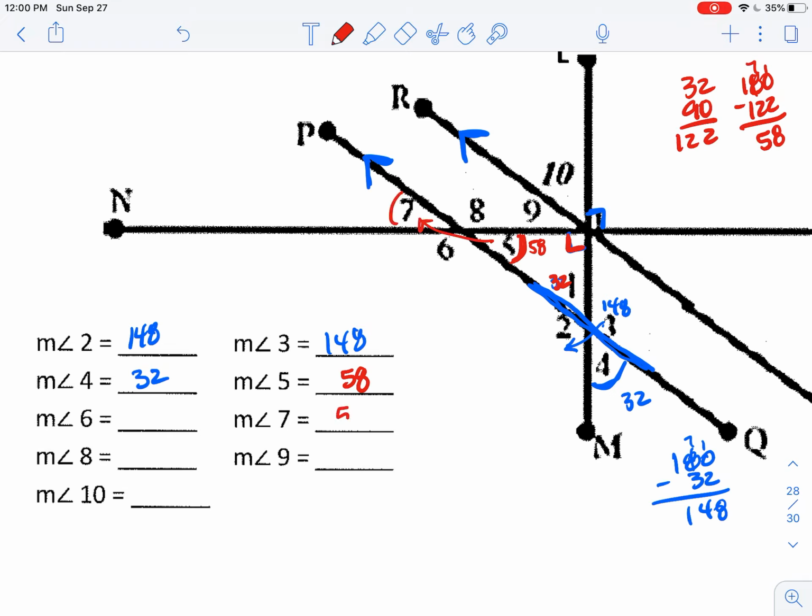5 is vertical from angle 7, so 7 is also 58. Okay, let's find the supplement of that angle, and actually we've already done that. We have a linear pair with 7. If 7 is 58, then angle 8 is going to be 122 because these two are a linear pair. And so angle 8 is 122. It's vertical from angle 6, so that's 122.